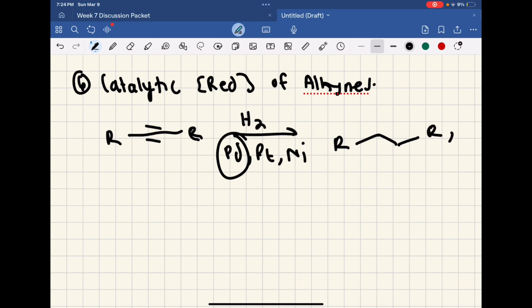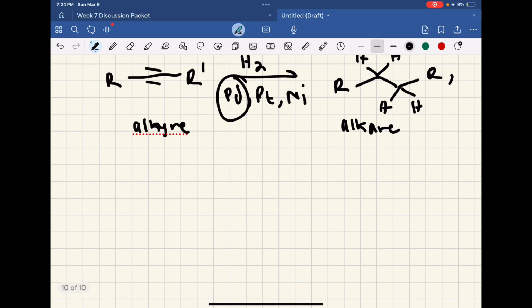Actually, I don't know what happened over here. Let me fix this. You can imagine that this alkyne goes all the way to an alkane. Notice all the protons we have gained. So this is a reduction, okay? So H2, platinum, palladium, nickel, do that. No mechanistic steps to be covered.